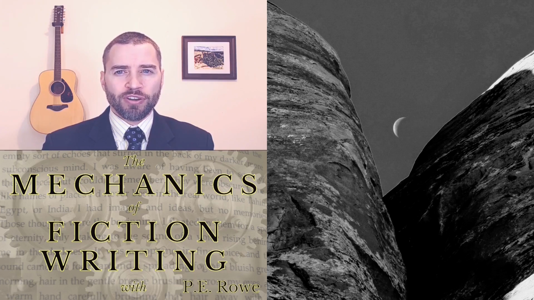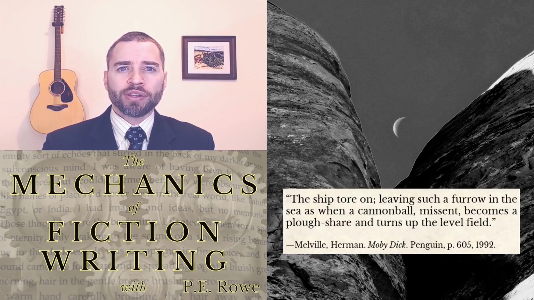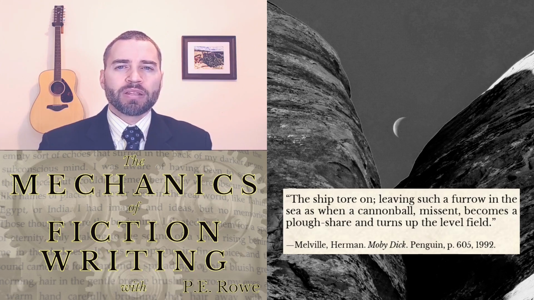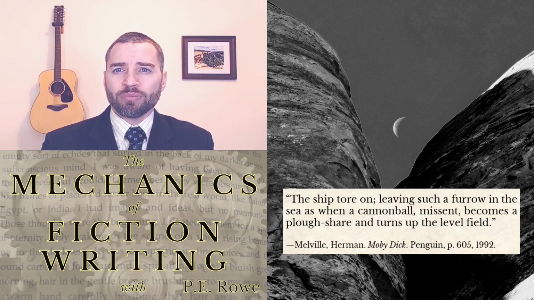Here's a brief one to start. The ship tore on, leaving such a furrow in the sea as when a cannonball missent becomes a plowshare and turns up the level field. This metaphor hits on both Pinker's requirements. It adds useful analogous information about the target by describing the source, and that source, the cannonball, conveys the emotional coloring of the ship tearing through the waves with the alacrity of a cannonball. It's simple, functional, and presents an image of a ship so bent on the whale chase that it leaves a proper hole in the waves behind it.